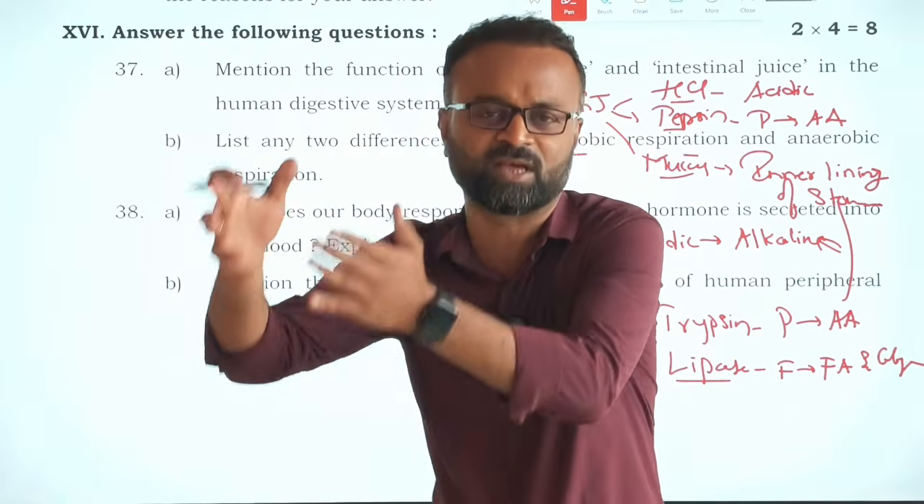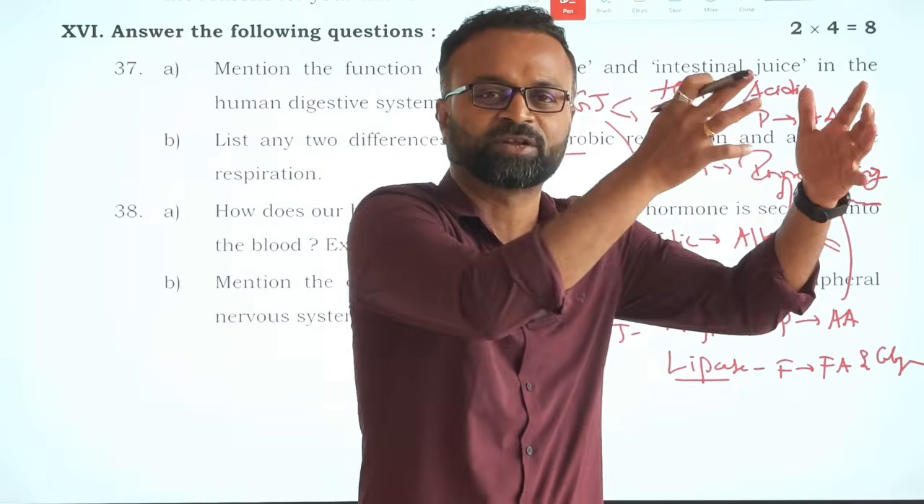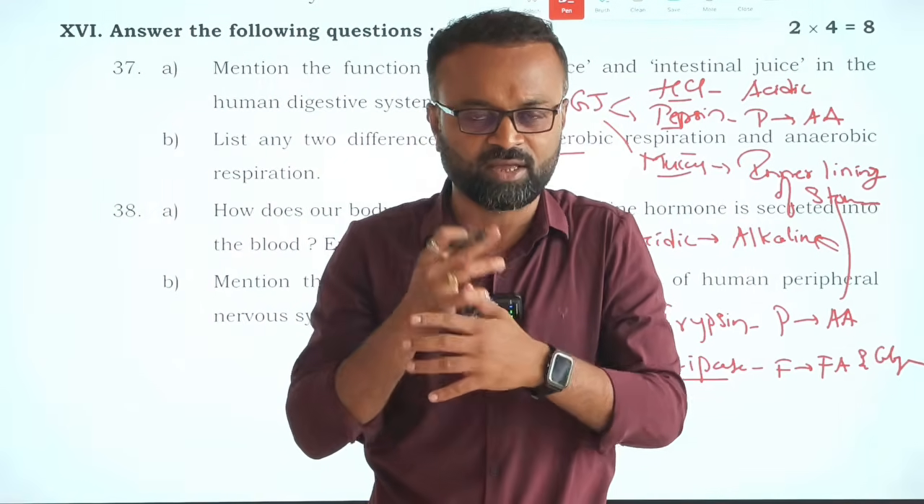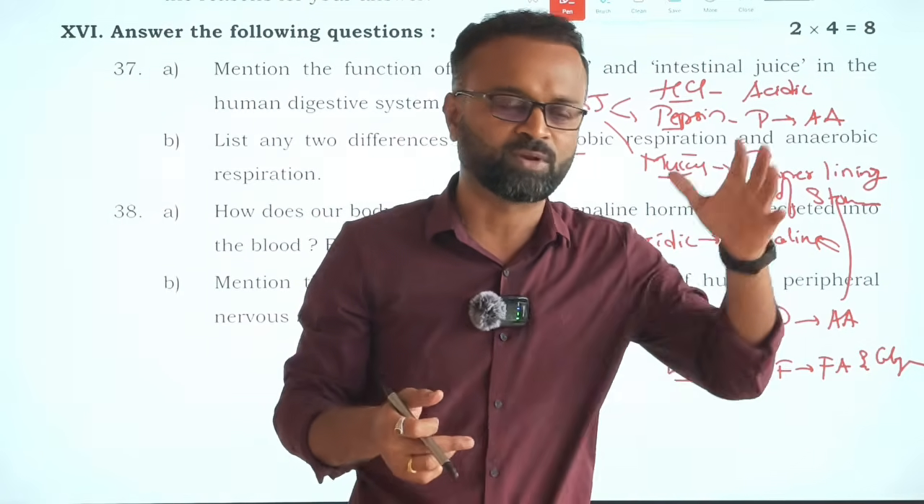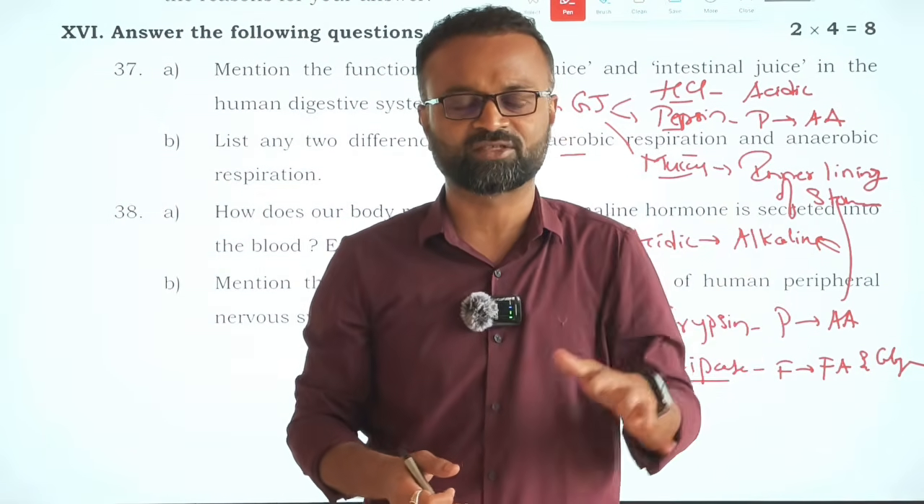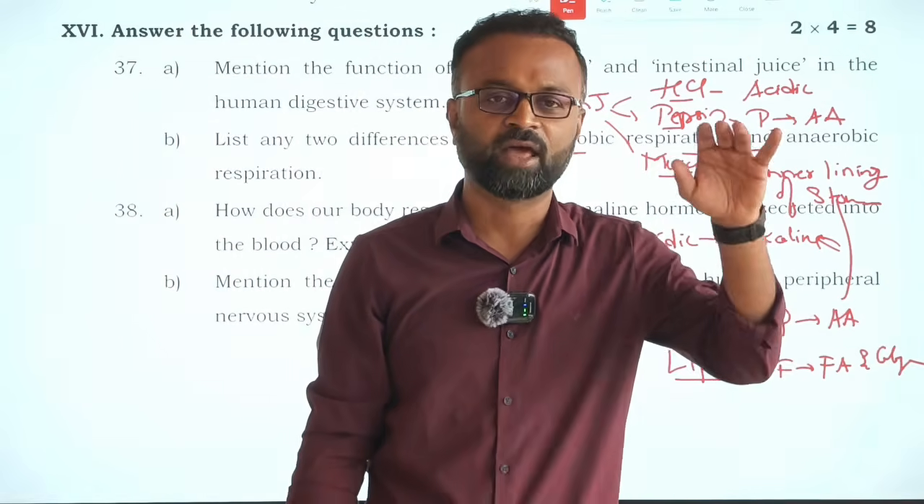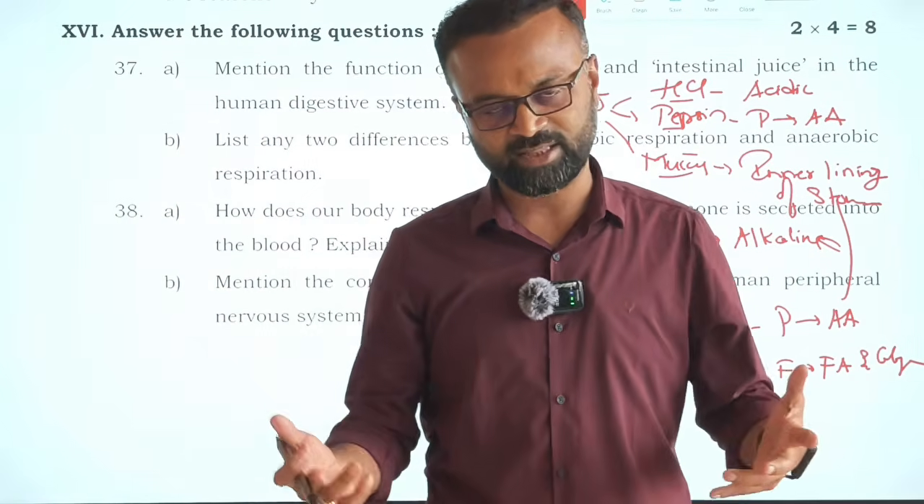Aerobic respiration takes place in the presence of oxygen. Anaerobic respiration takes place in the absence of oxygen. In aerobic respiration, more energy is generated, around 38 ATP molecules. Here only 2 ATP molecules, so less energy is generated. Here the end products are carbon dioxide and water. Here the end products are ethanol and carbon dioxide. Like that you can mention.